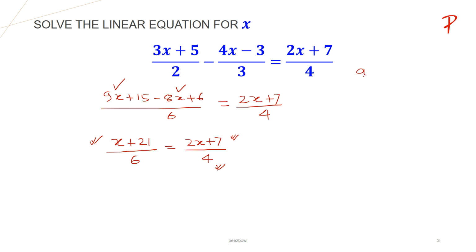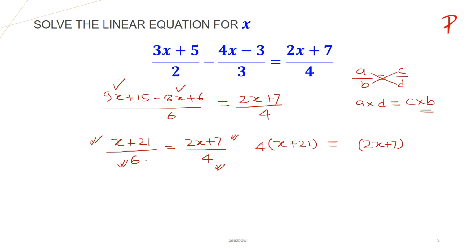Say for example, we have a/b is equal to c/d. In this case we solve it as a multiplied by d is equal to c multiplied by b, right? And the same rule we are going to apply here. So x + 21 I will write as it is, and we multiply x + 21 by 4, the second fraction's denominator, and then we have an equal to sign, and then the second fraction's numerator, that is 2x + 7, and I multiply this by the first fraction's denominator, that is 6. Okay, so let us solve it.